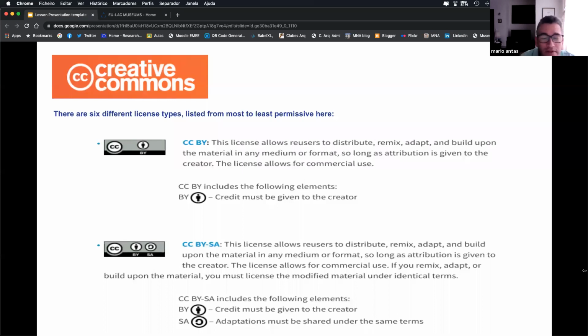And we have the second type of license, CC BY-SA. This license allows reusers to distribute, remix, adapt, and even build upon the material in any medium or format. And of course, in this case, the credit must be given to the creator, and the adaptations must be shared under the same terms.